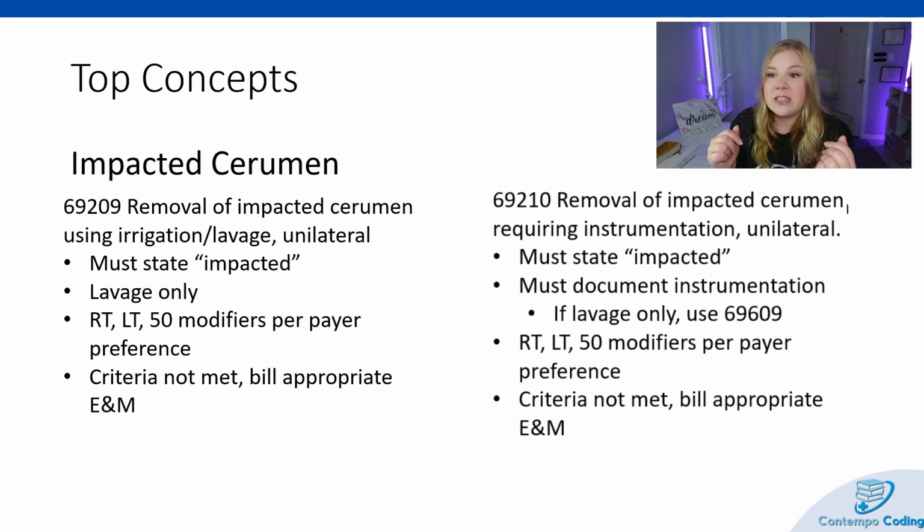Now for the 69210, which is the removal with instrumentation, same thing, has to say it's impacted. It has to state there was instrumentation. It has to say what kind of instrument you used to try and dislodge that impacted cerumen, because that's part of the code description requiring instrumentation. If it was just that lavage only, then we're going to use our 69209 code.